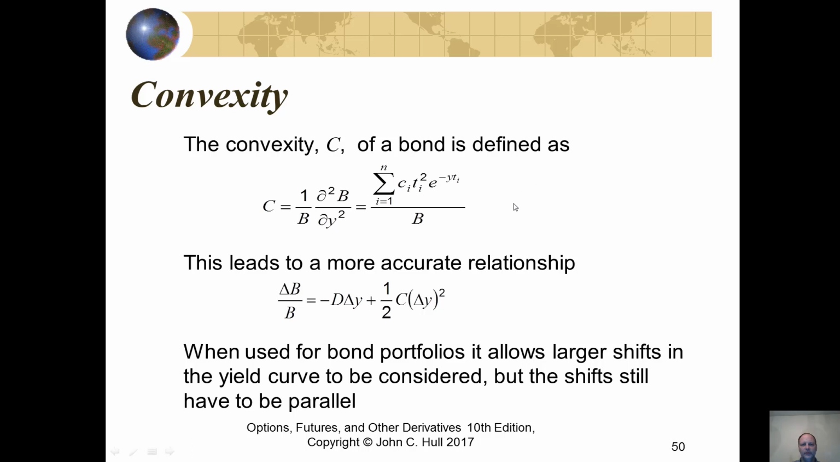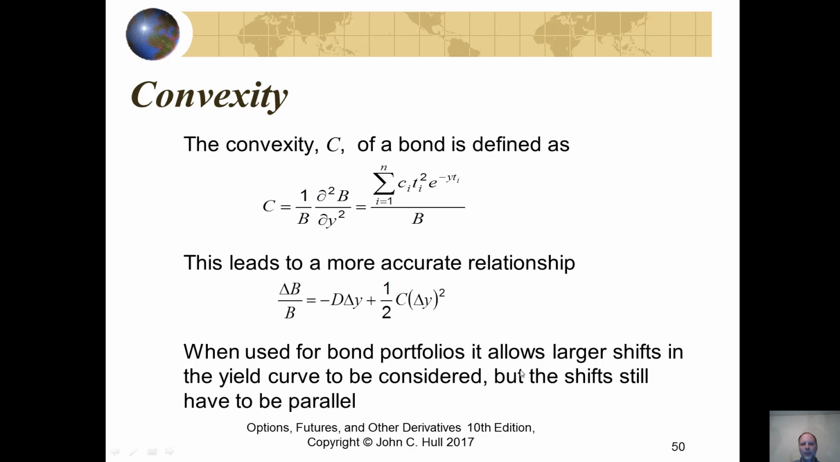The convexity of a bond is defined as this term. It is the second term in a Taylor series if you expand the value of a bond in terms of interest rate changes. So the first two terms in a Taylor series for the change in a bond's price over the bond's price are minus the duration times a shift in yield curves, plus 1/2 times the convexity times the change in interest rates squared. That convexity is 1 over the price of the bond times the second derivative of the bond's price with respect to interest rates squared, which is 1 over the price of the bond times the summation of the coupon payment of the bond, present value thereof, now times that time squared.